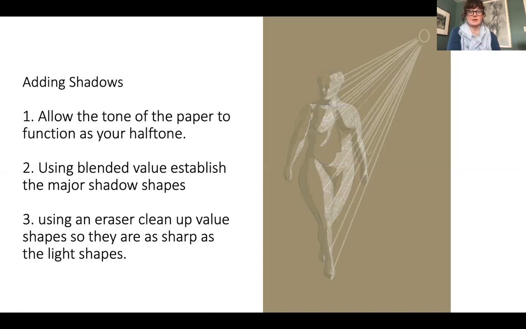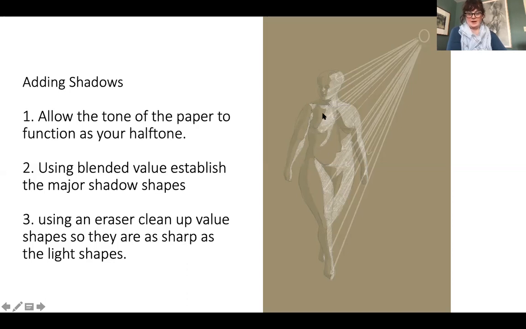That's definitely something that you should observe and draw as you go. Initially, I want you to think about using the tone of your paper as that halftone. And then we'll start building gradients that make that transition from light to shadow faster or slower, as is appropriate based on where in the body you're looking. All right, so we've got illuminated plane.